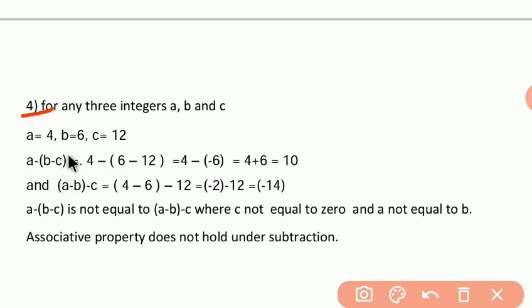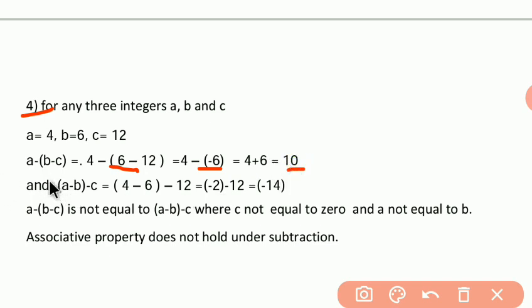Same as in addition we have done, a plus b plus c is equal to a plus bracket b plus c. Here we have to use the minus sign in place of plus. So a minus bracket b minus c. A value is given as 4, b as 6, c as 12. So 4 minus, here bracket means first we have to solve the bracket. So 6 minus 12, plus minus minus, so 12 minus 6, 6, and the sign will be according to the bigger number, means 12, and its sign will be minus. So 4 minus minus 6. Then minus into minus is plus. So 4 plus 6 is equal to 10.